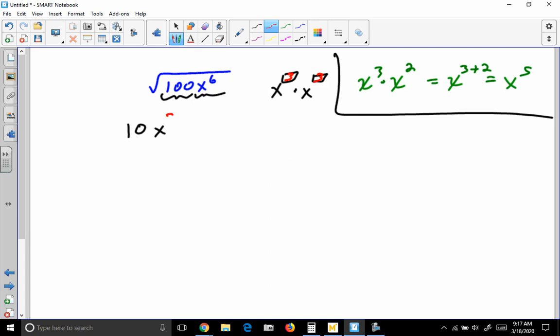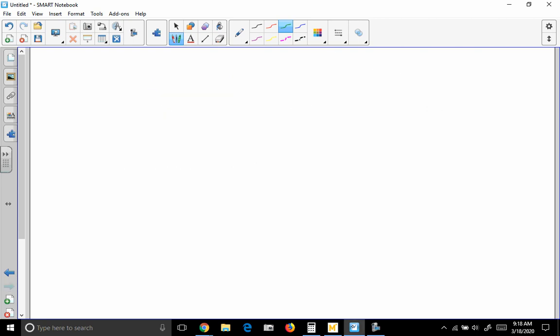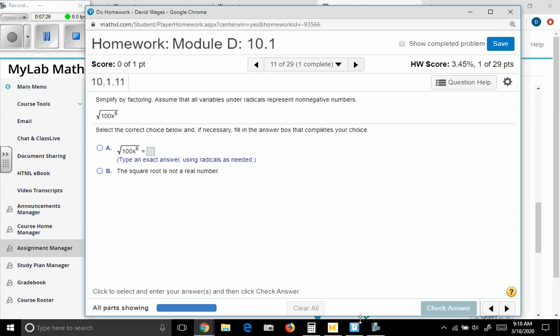So underneath that radical, we could call x to the 6th x cubed squared. Remember, when we have an exponent to a power, we multiply those. And from the video, one thing that we were told is if we're taking the square root of something squared, those undo each other. So we're left with 10x cubed. Let's do another one.